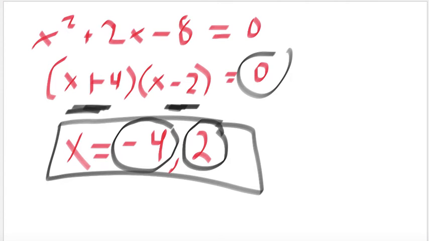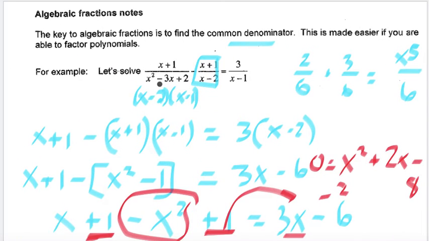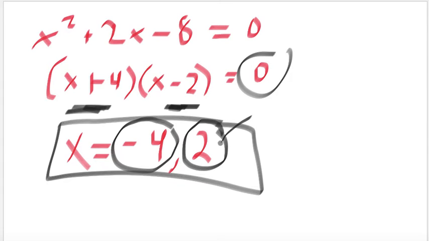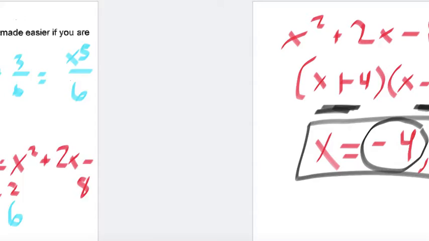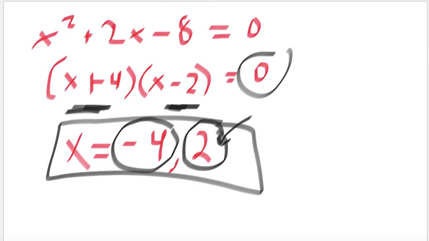So let me go back a page to the original fractions. Is it okay for this to have 2 as an answer? What do I mean by that? Let's look at the denominators. If this is a 2, I would have 2 minus 2, which is 0. That's dividing by 0. You can't have it. So it turns out this is not one of the answers.